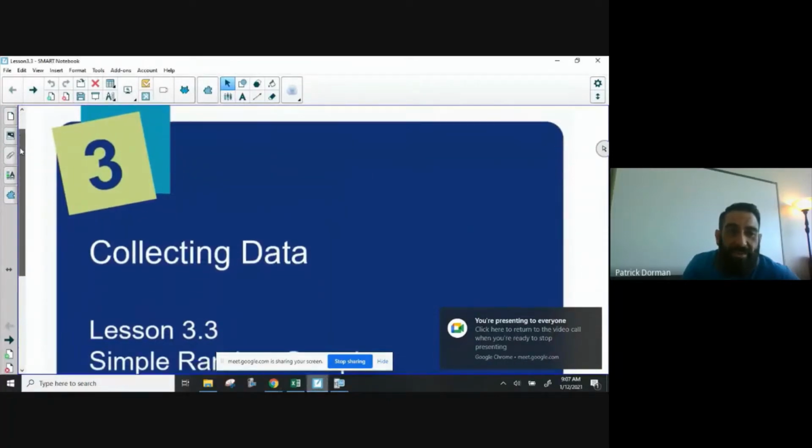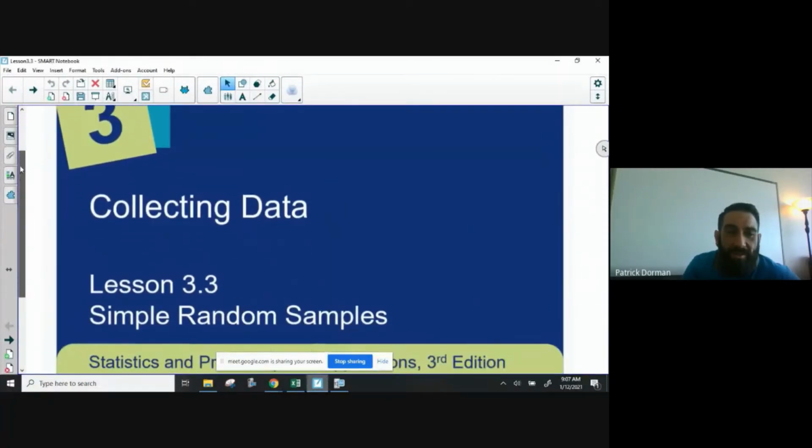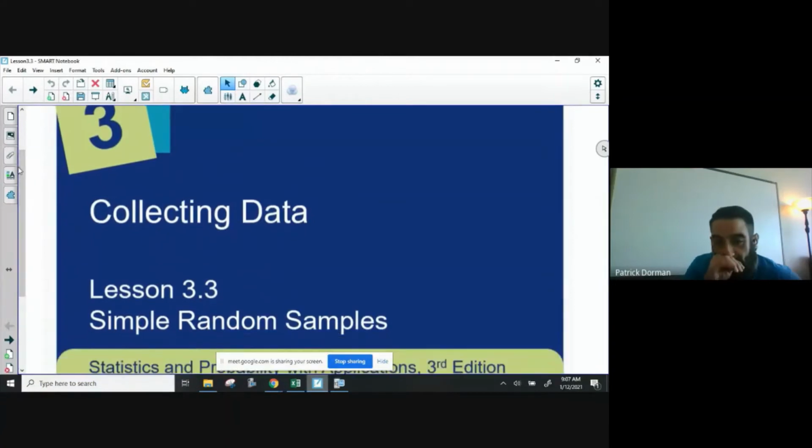All right, so we're still collecting data, and we're going to talk about simple random samples today. We have talked about sampling methods that are good and bad in lesson 3.2, which was, you're welcome, very short and easy. This one also is not too bad, but there's some calculator work and whatnot that we'll be doing on this.